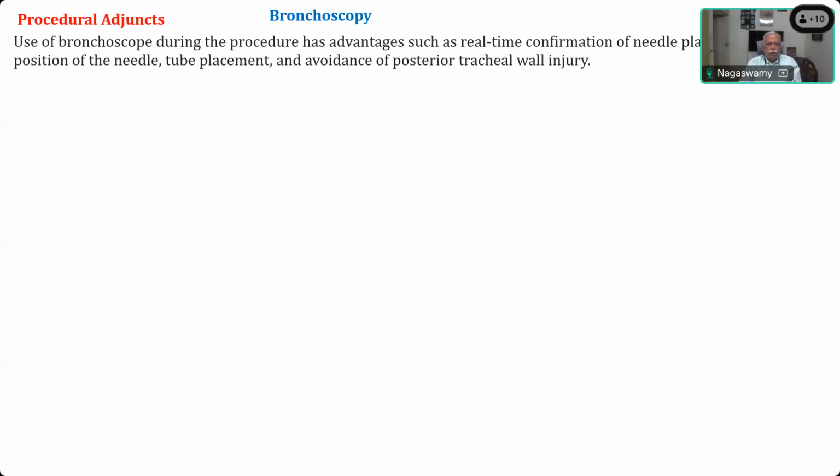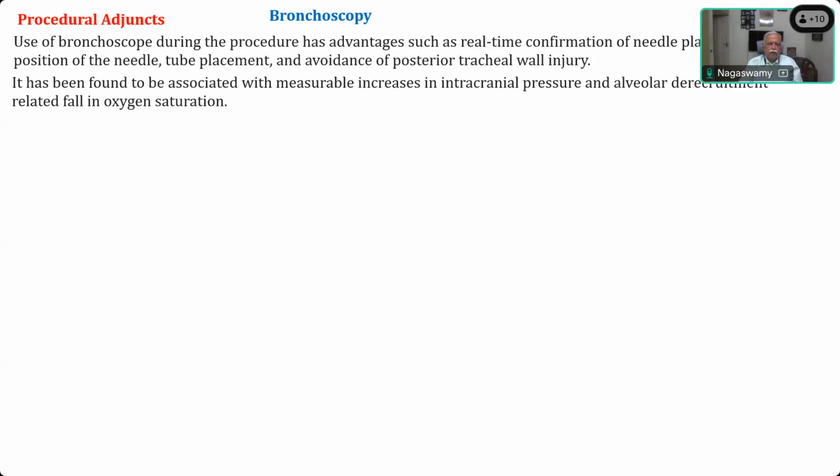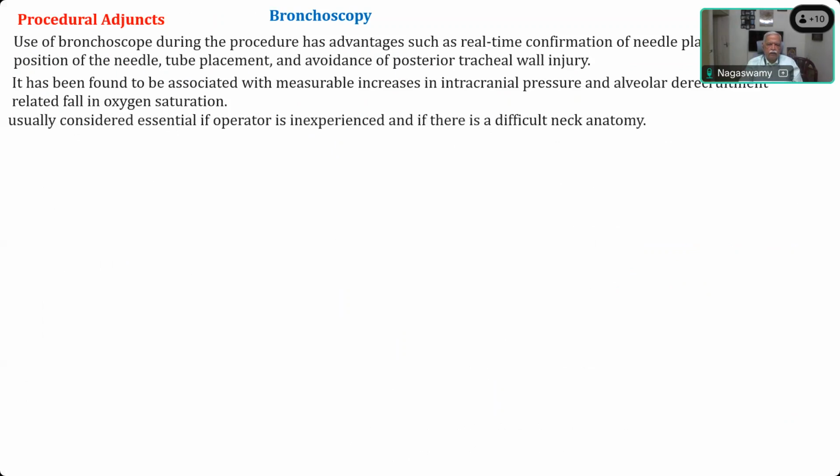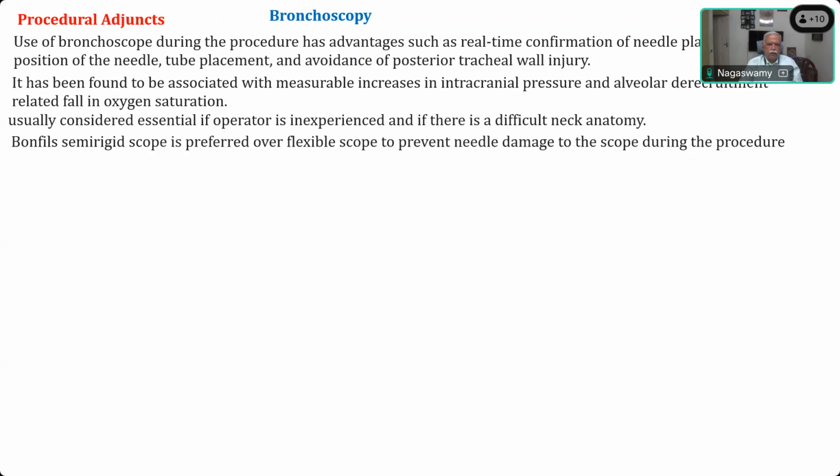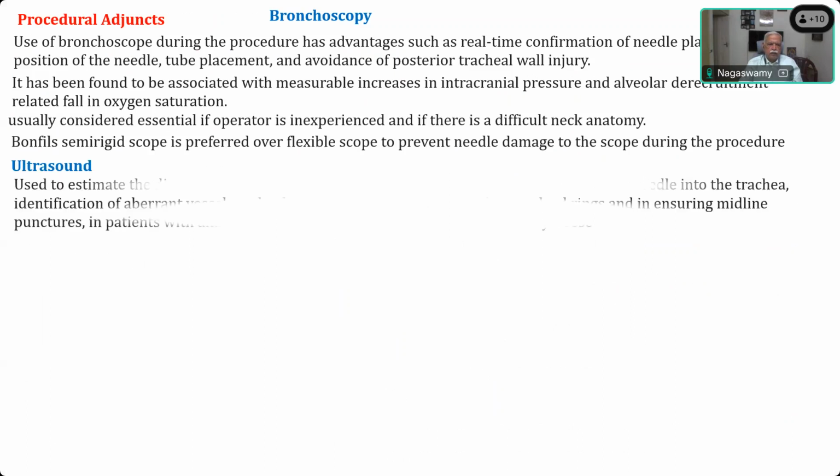Bronchoscopy can be used for locating the insertion of the needle, whether it is correctly inserted, and whether the guide wire is correctly coming. And finally, after the insertion of the tube, you can assess the correct position of the tracheostomy tube. Some people use a Bonfield symmetry scope instead of the flexible scope to prevent the needle damage that can happen. Another adjunct that you can use is ultrasound.